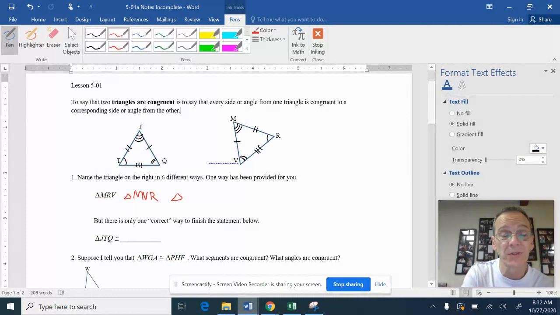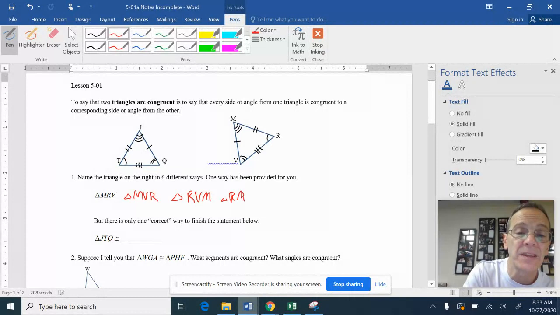So I'm going to choose a different letter to start with now. I'll choose the R, and I can do triangle RVM or triangle RMV. And there's the only two ways I can name this triangle starting with the letter R. So I've used up the letter M as the first letter. I've used up the letter R as the first letter.